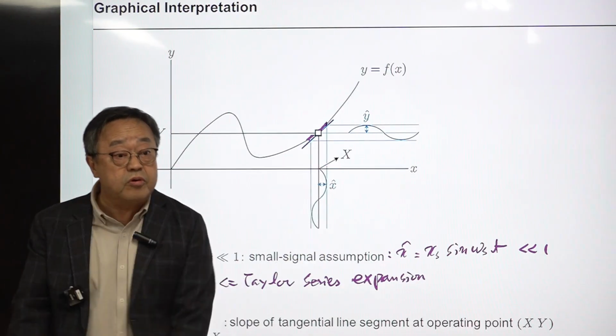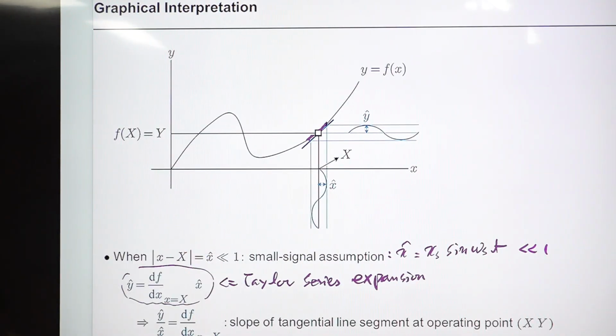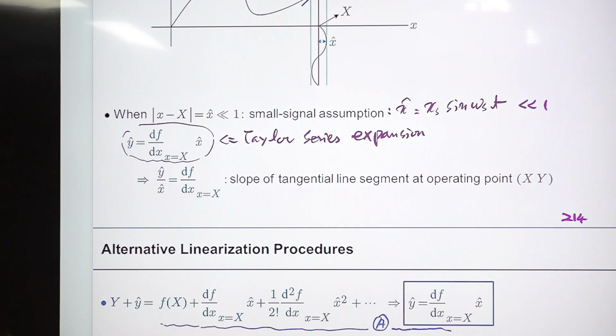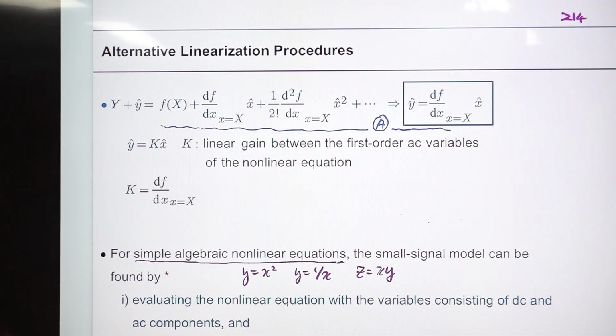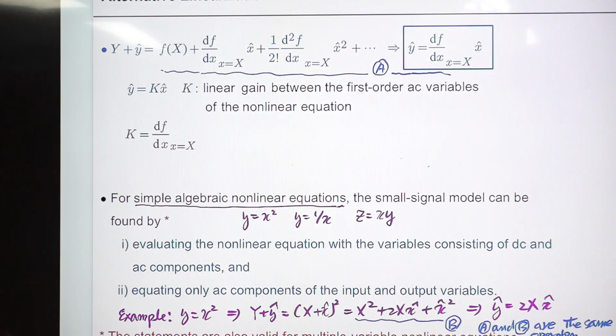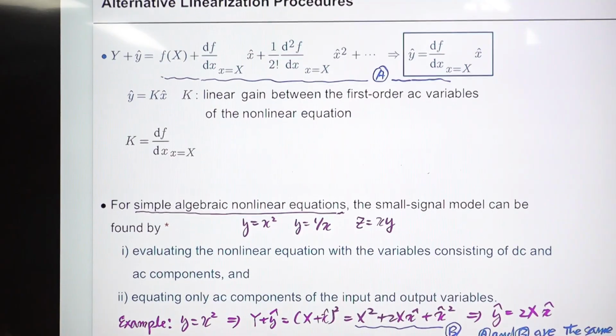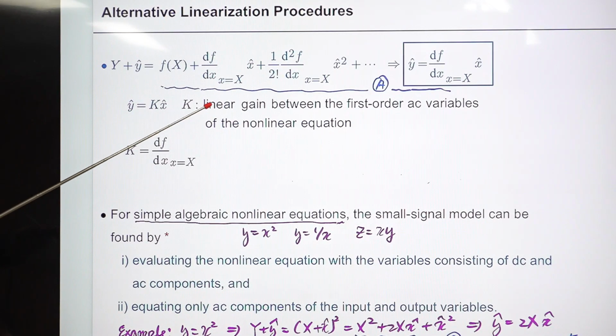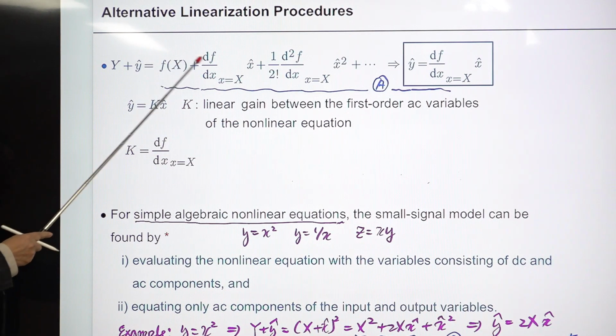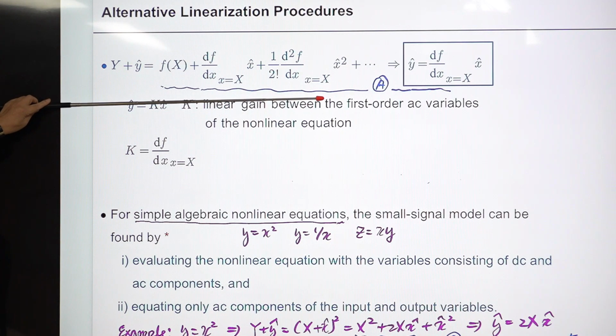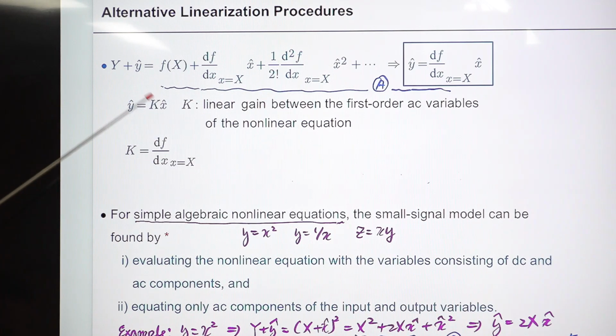How small? We don't know. We don't have to know. We don't care. You assume sufficiently small. So this is the second interpretation of linearization. There is another interpretation of this. This is the Taylor series expansion, but we are taking this and this, and this, right? So now forget about this. We want to have this one. This is the relationship between AC input and AC output, and the gain is K.